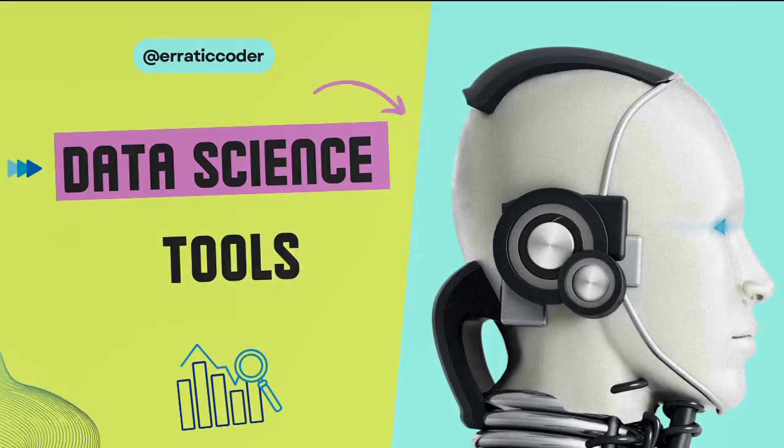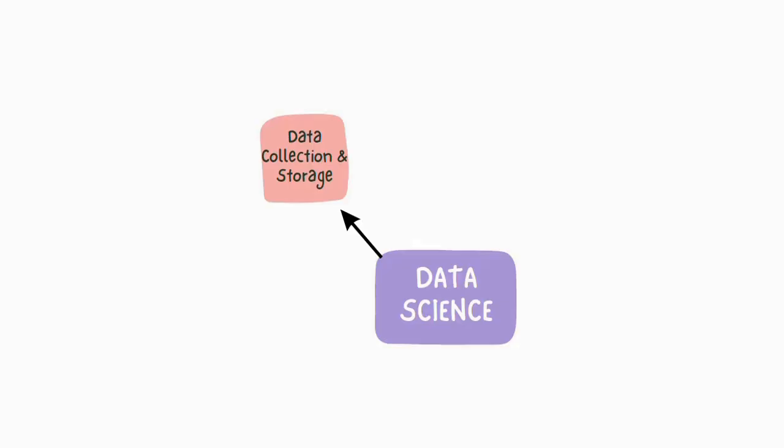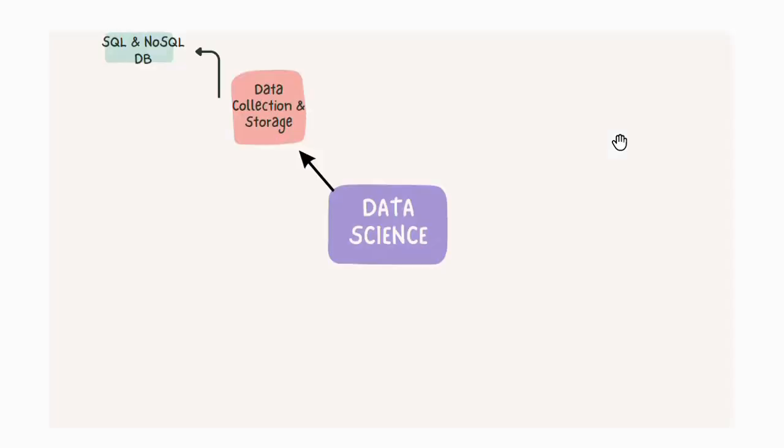Data science relies on a variety of tools to gather, process, analyze, and visualize the data. In this video, we are going to discuss data science tools that are categorized into various categories. Let's start with the first category, data collection and storage, that is the root of data science. Under this category, we have SQL and NoSQL DB.